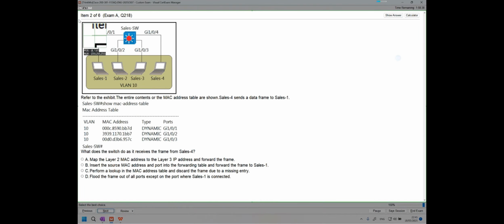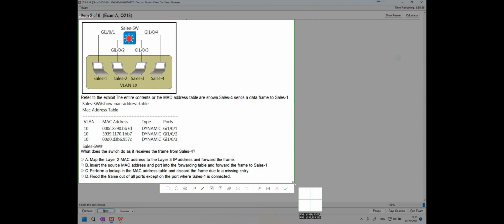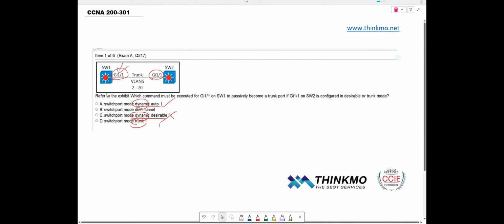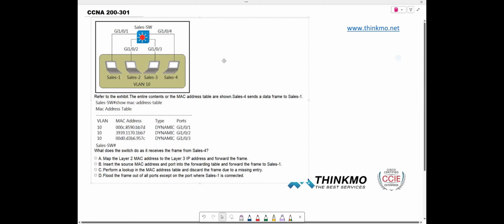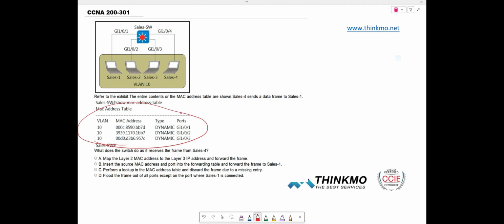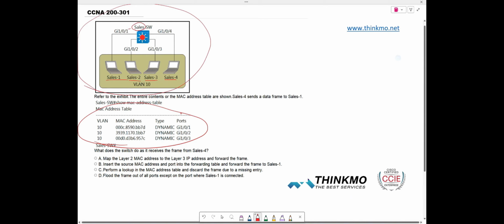All right, let's look at the second question. The second question is also an illustration. It says that the diagram shows the entire contents of the MAC address table right here. It displays the complete MAC address table for this switch. This is the switch for the sales department, with Sales 1, Sales 2, Sales 3, and Sales 4. It asks, when Sales 4 tries to access someone, who is it accessing?